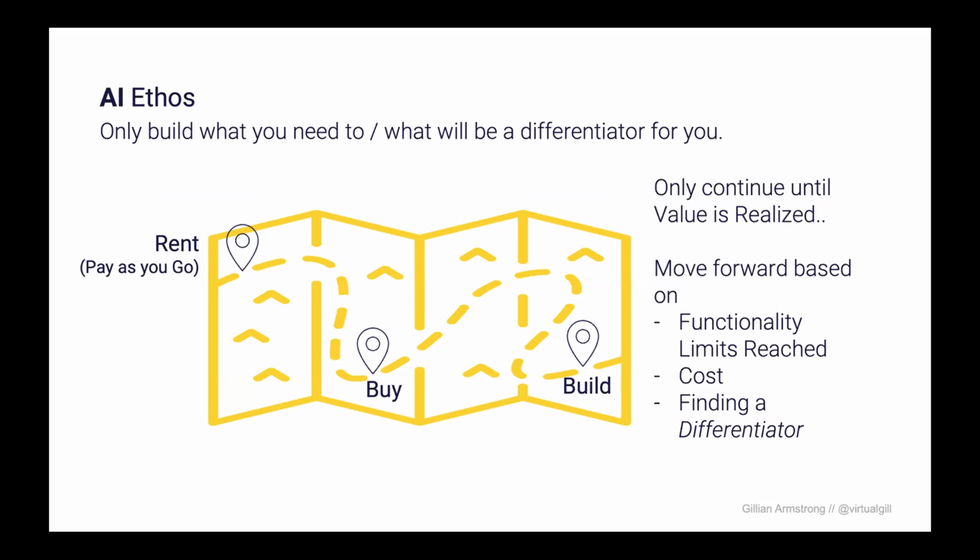So the service doesn't meet what we need it to do. The cost is off, and that can be for lots of different reasons. Or we find a differentiator. Because you never ever want to offload your differentiators. You always want to own those.